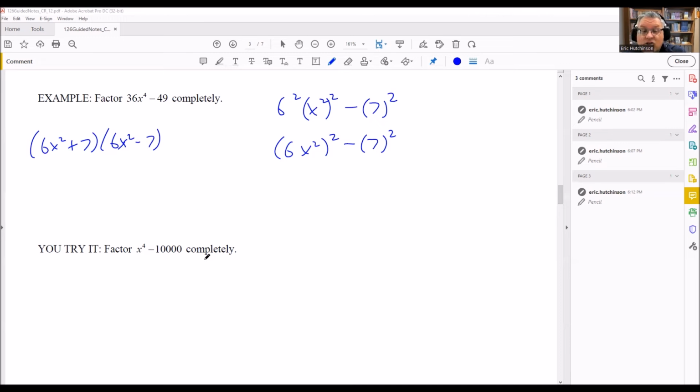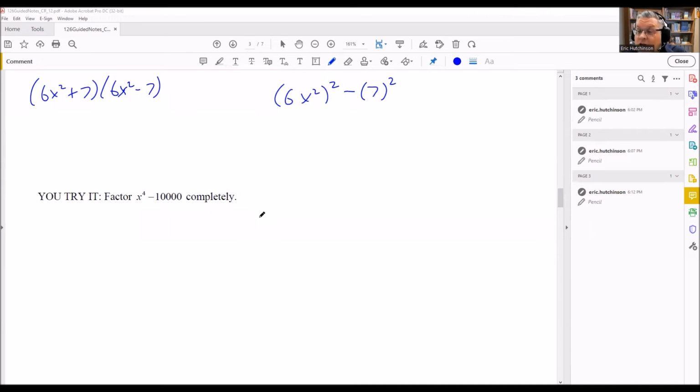All right, now let's do this last one down here. We've got the x to the 4th again, as we've done before. That can be written as x squared squared. Then this one, we want to write that. So this is going to be 100 squared. 100 times 100 is going to give you 4 zeros, which is what we have here. So now we have this. All right, so now we can write this out as x squared plus 100, x squared minus 100.